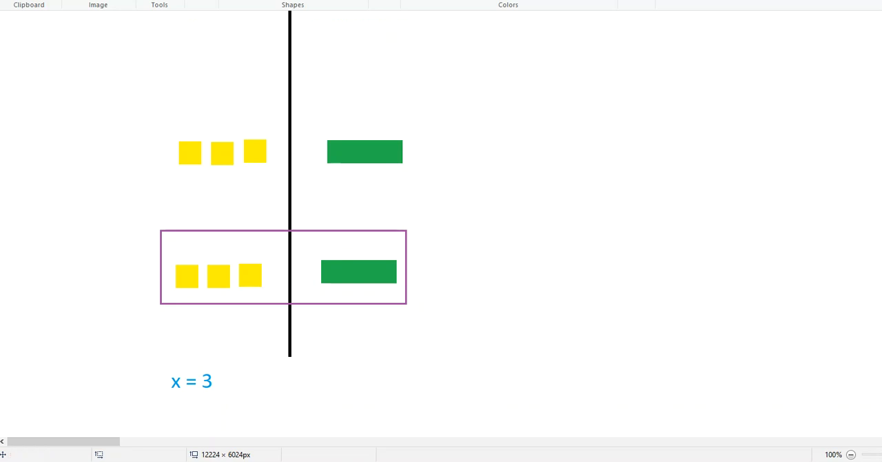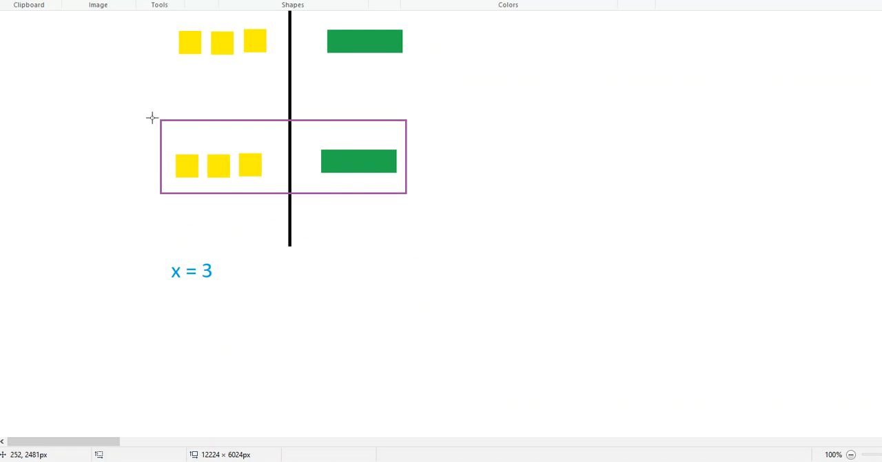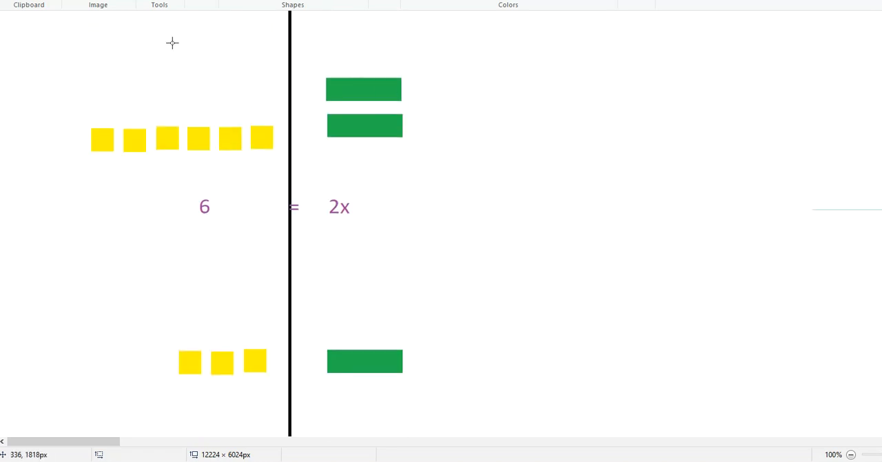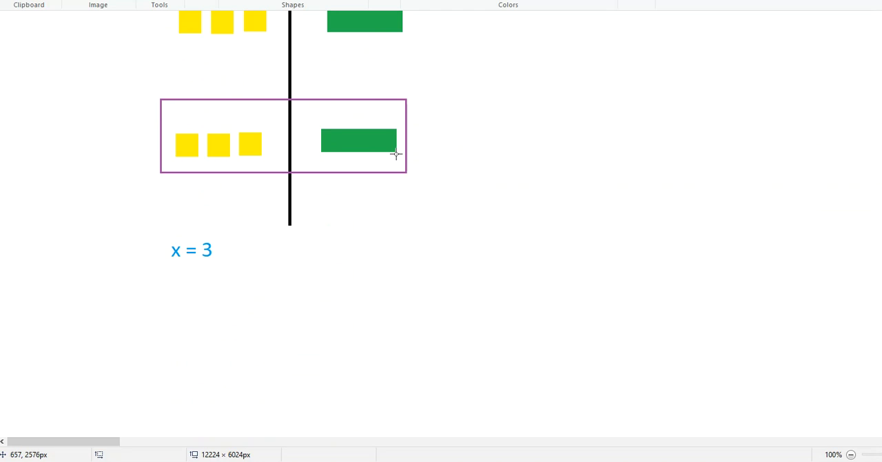All right, let's take a look at that. I've put the purple box around there. I've taken this setup and drawn these two rectangles apart so we can see that x equals 3.